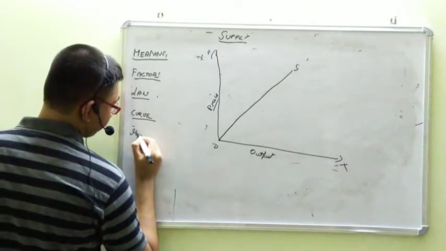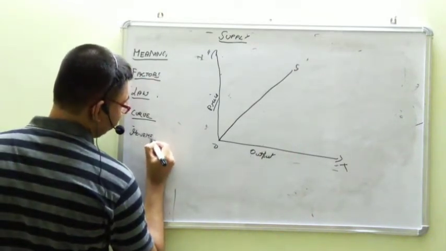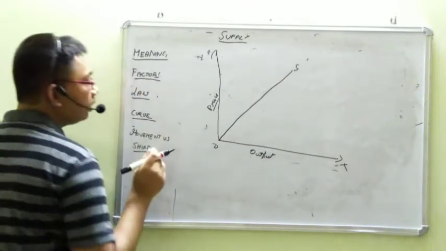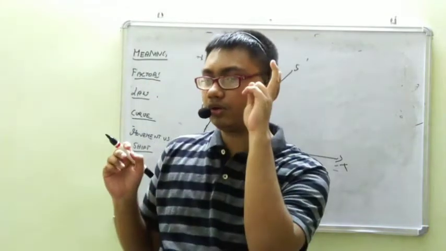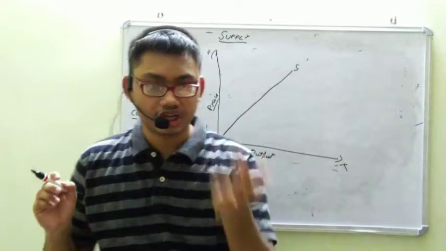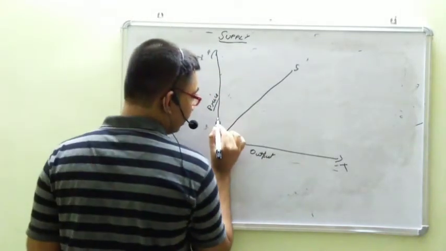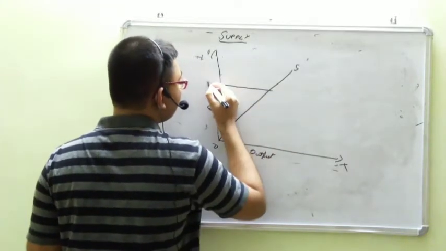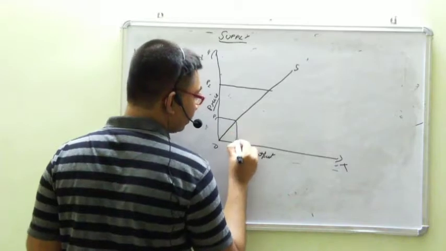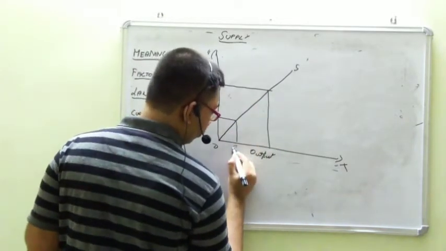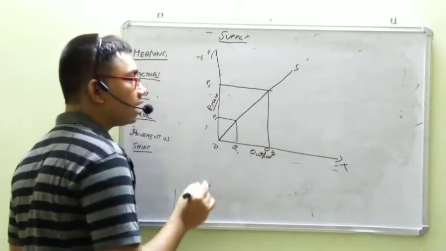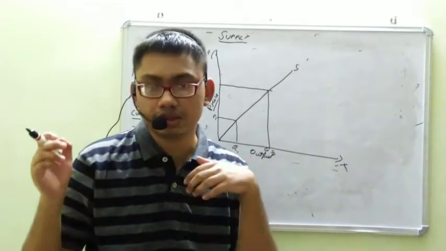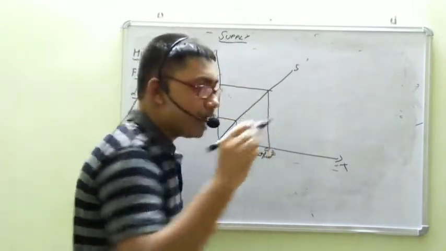Now, movement versus shift. See, change in quantity supplied can happen because of two reasons: change in the price or change in other factors. So if the price increases from P1 to say P2, definitely the quantity will increase from Q1 to Q2. This happens because the supplier moves upward along the same supply curve because of a rise in price. This is called expansion of supply.